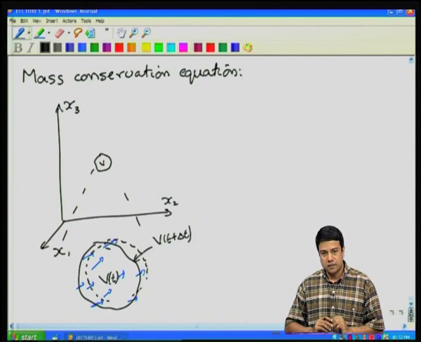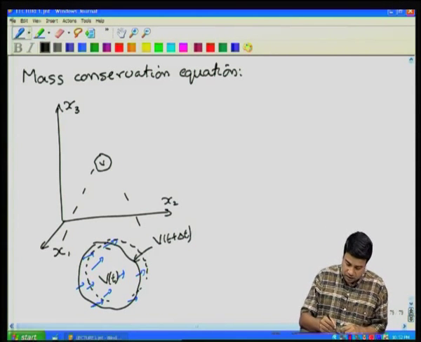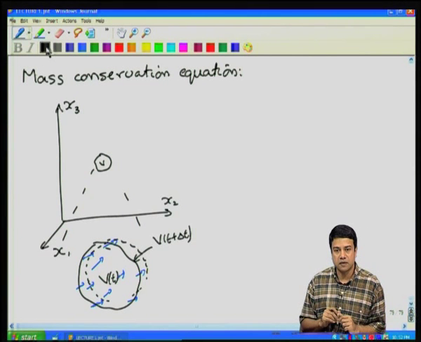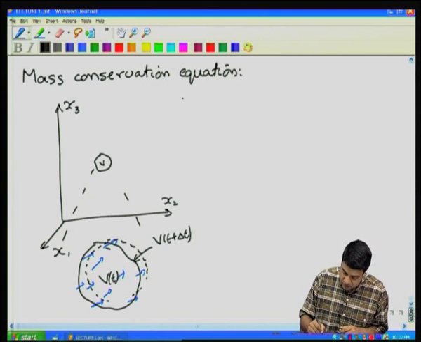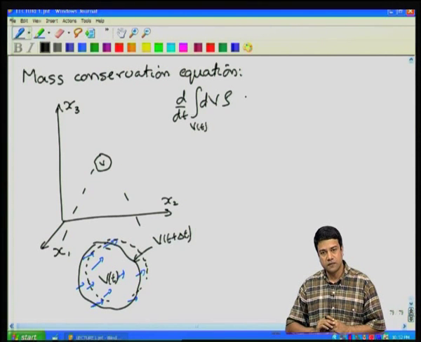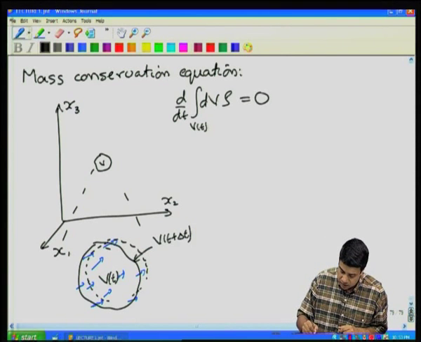So, therefore, if I were to write a mass conservation equation, since what was inside continues to remain inside, that means that the mass within this volume as it is moving is independent of time. The mass within this volume is d by dt of the integral of density over the volume, where this volume is now a function of time. The rate of change of mass within the volume is equal to 0, or the mass within the volume is a constant. So, that is the mass conservation condition.